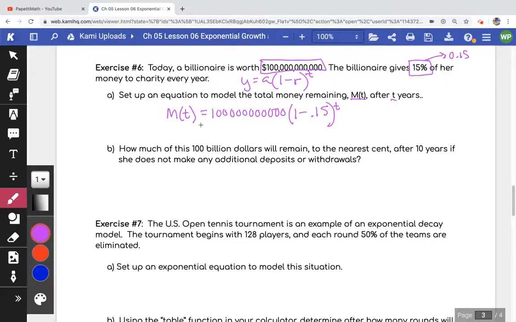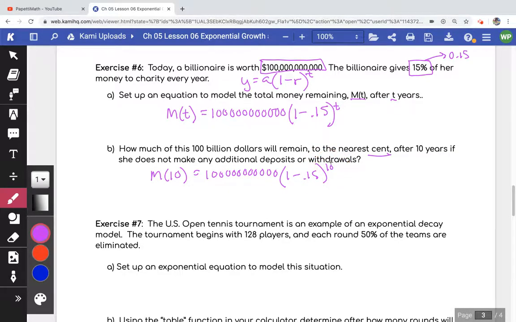That's part A. There's our equation that we could use to model the total amount of money remaining after t years. Then we get a little bit more specific in part B, where it says how much of this $100 billion will remain to the nearest cent after 10 years if she does not make any additional deposits or withdrawals. So just working with this amount right here, how much money will remain after 10 years? So we're going to have to do m of 10 is equal to $100 billion times 1 minus 0.15 to the power of 10.